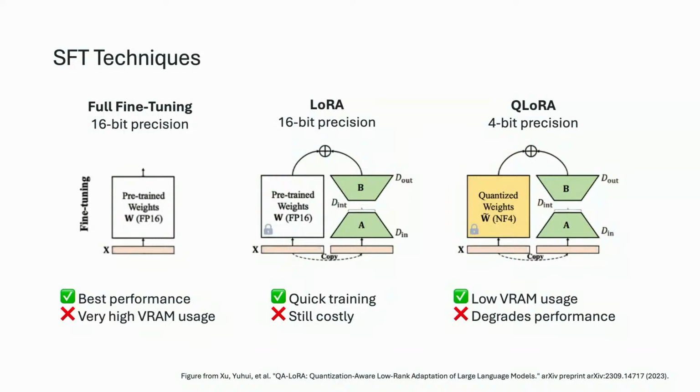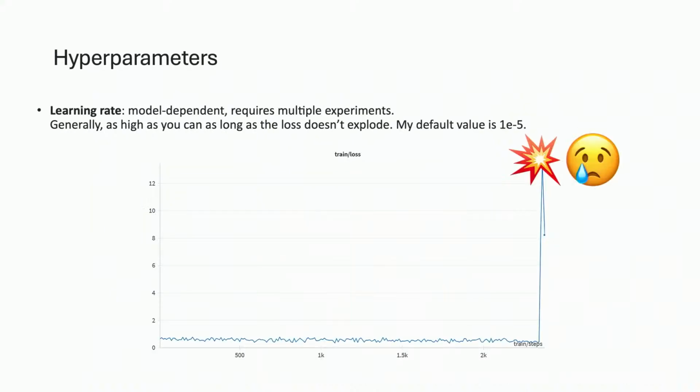So this is a lot faster, but it can still be costly because you're still loading the entire model in 16-bit precision. A more efficient way is to quantize the pre-trained model in 4-bit precision. This is QLoRA. You apply the same idea as with LoRA, but this time the weights are heavily quantized, so you have a lower VRAM usage. But the problem is that it also degrades performance, so there's a trade-off here.